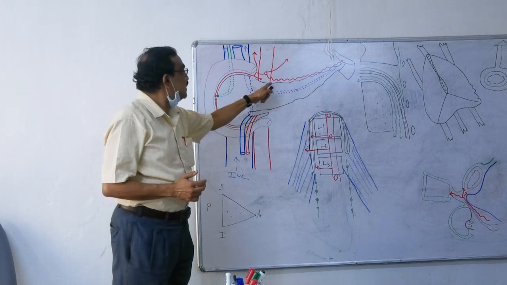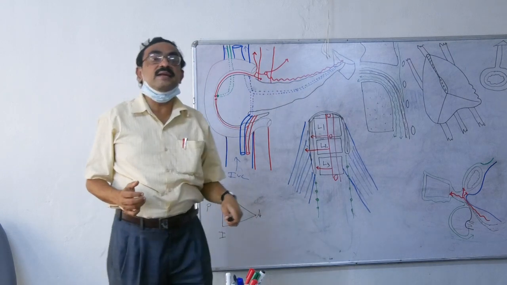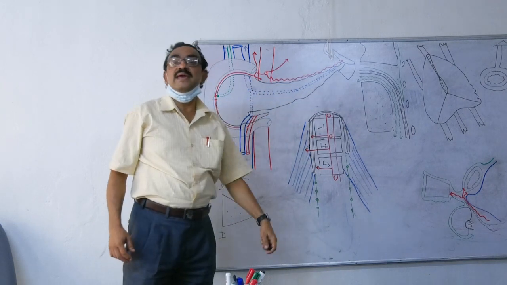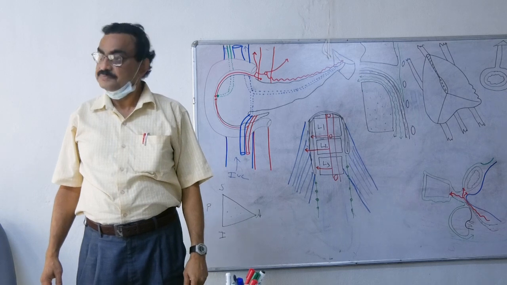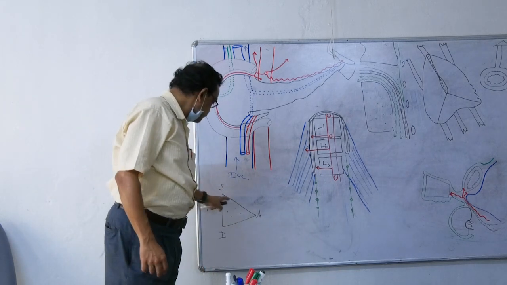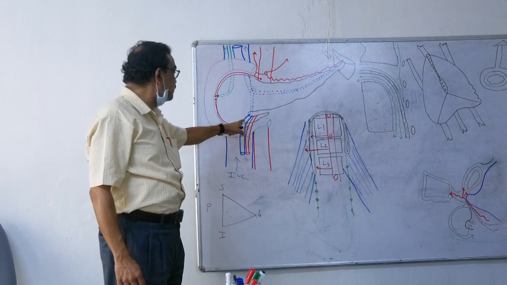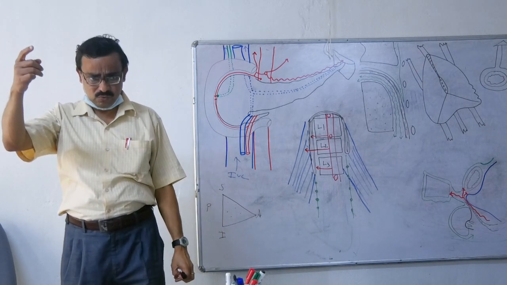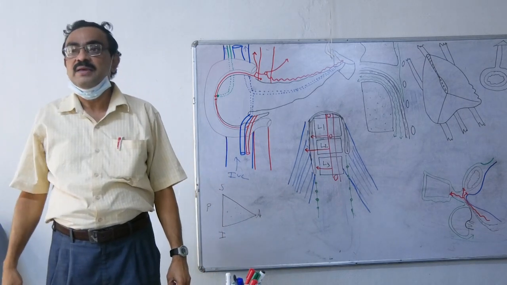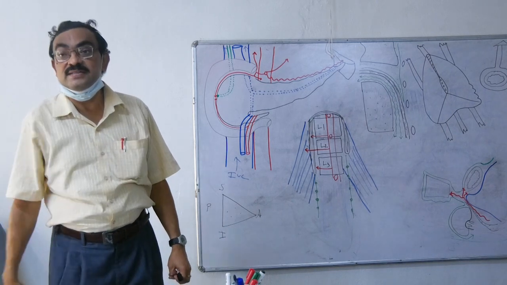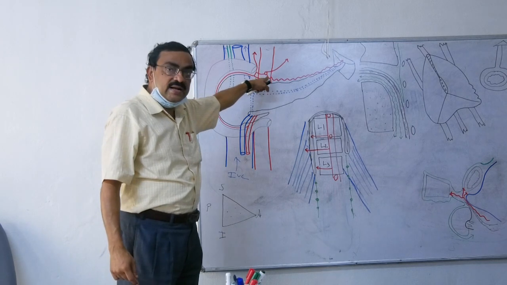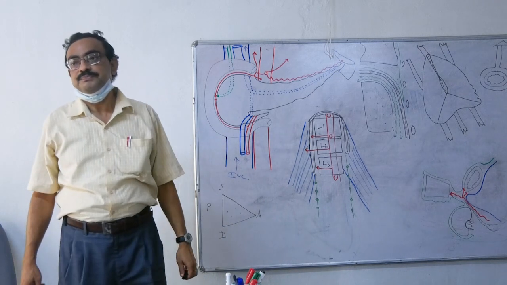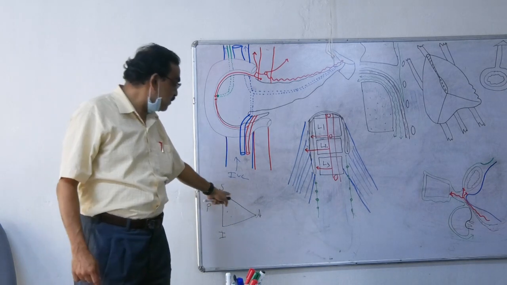We can see the superior border is intimately related to this tortuous splenic artery. Inferior border is related to the superior mesenteric artery. So the superior and inferior borders are related to the arteries. One with the splenic artery, one with the superior mesenteric artery. And what about the anterior border?